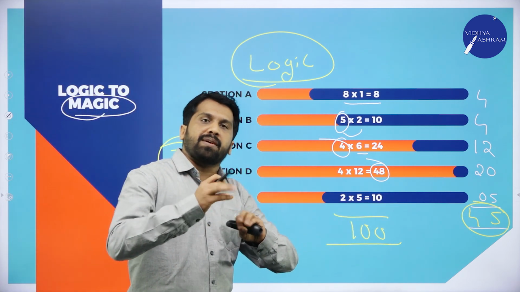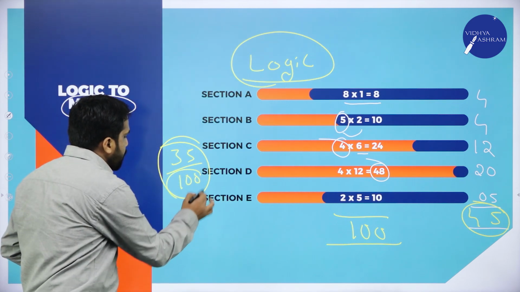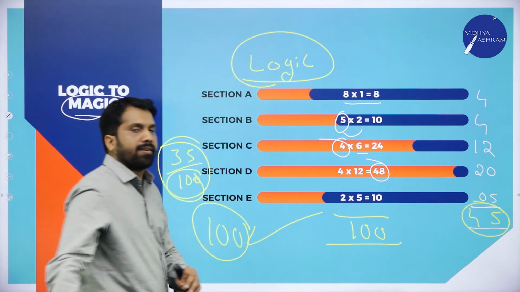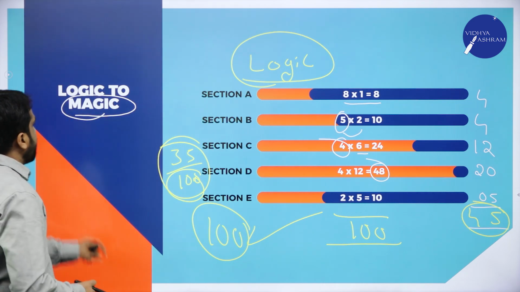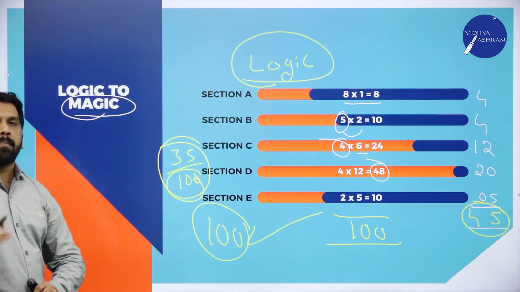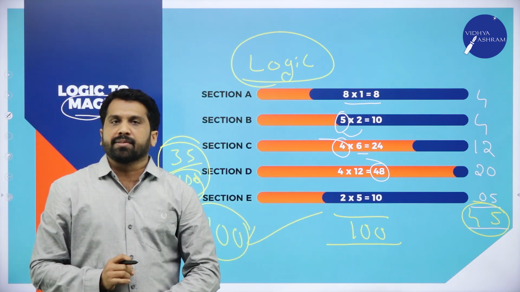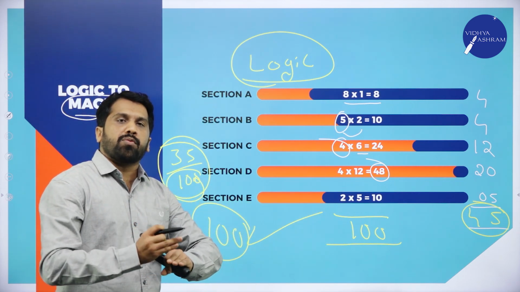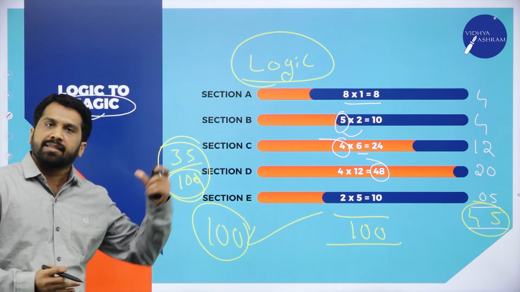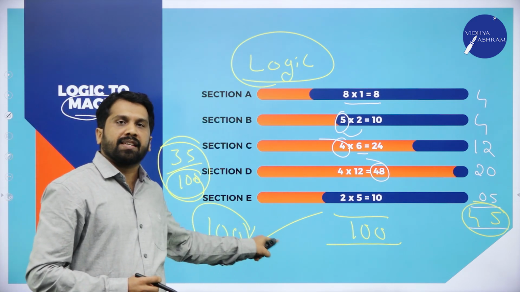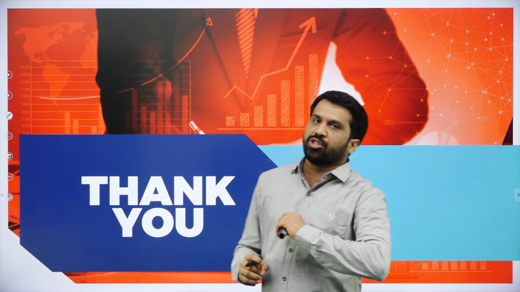If you give your best performance, you can score 100. Clear? This is called your logic to magic. Anybody can pass accountancy. If you go with concept as well as clarity, you will go for centum. This is all about our today's session.